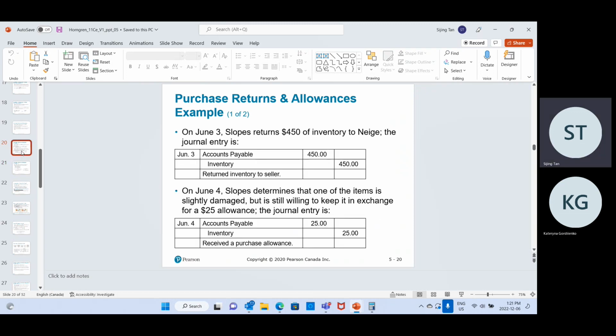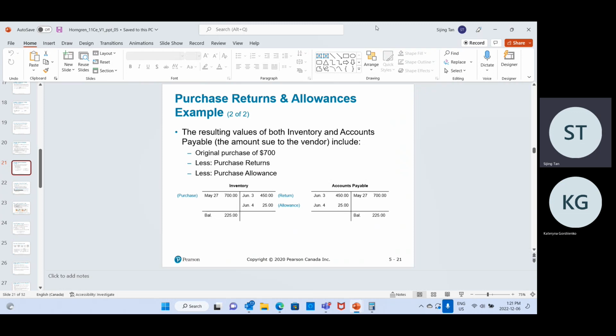Pay attention to those two journals because you're going to see them in your final exam. Now, when you finish the journal entries for purchase return and allowances, you will see how they affect the T account. Under the T account, we have our inventory account and accounts payable account.